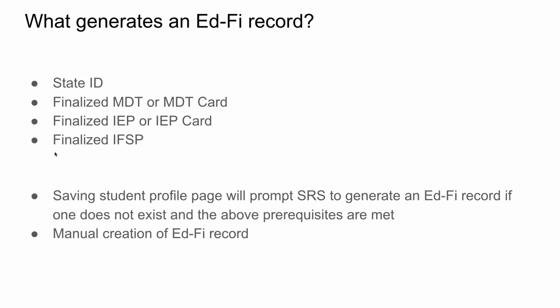And if you happen to do things a little bit out of order, you can always prompt the system to check if an EdFi record has been created for that student. And if it hasn't, it will do so. And you just do that by going into the student's profile page and clicking the save button. And if all else fails, there is manual creation of EdFi records, and we'll go over that next.